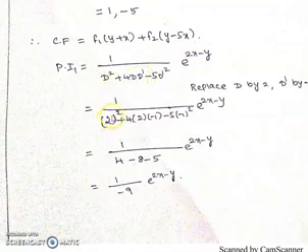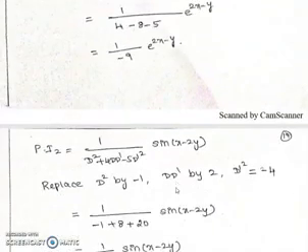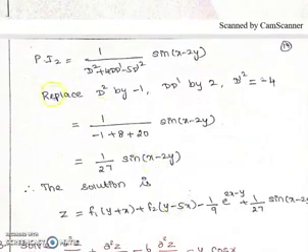So we get 2² + 4 into 2 into (-1) - 5 into (-1)², which can be written as 4 - 8 - 5, into e^(2x-y). So we get 1 by -9 into e^(2x-y). Next we are going to see the other PI.